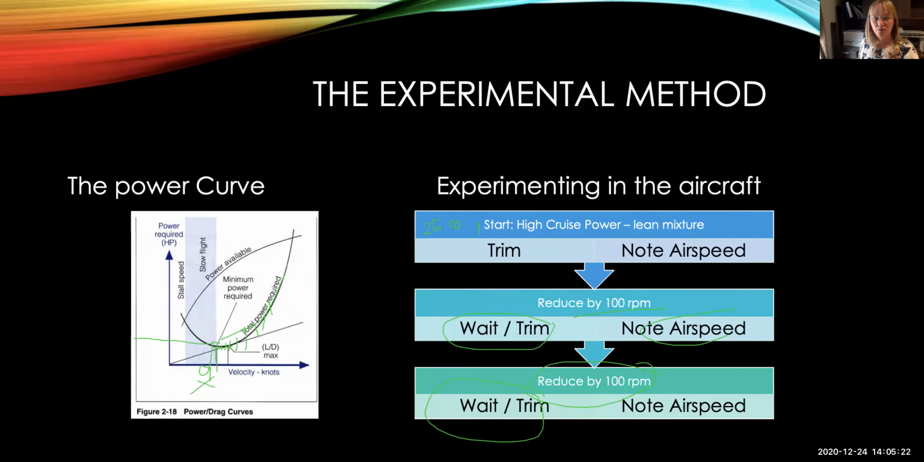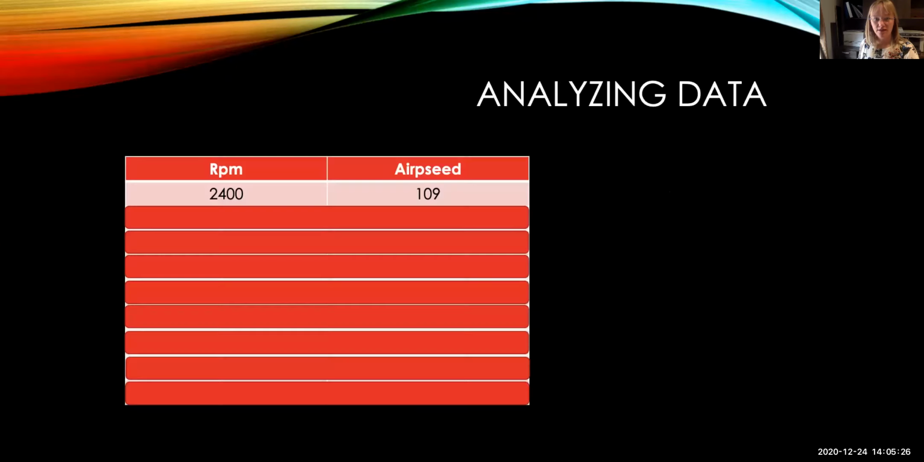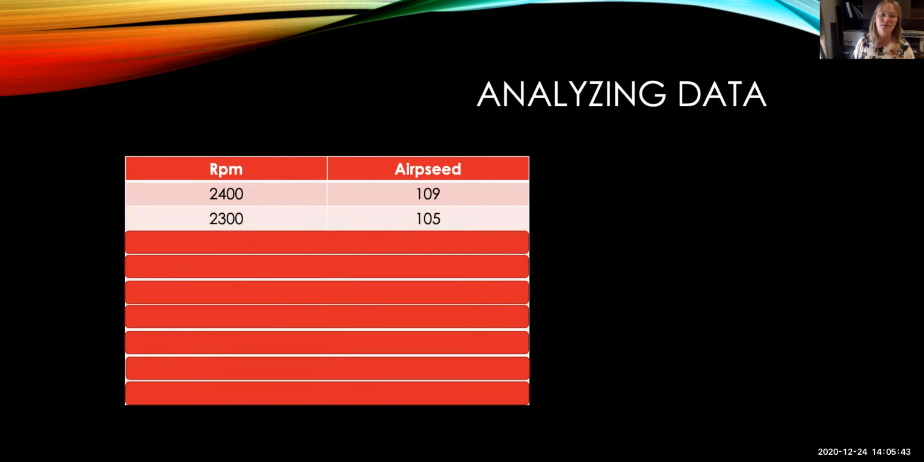As we go through those procedures, then clear all drawings. Okay. And then here's what the analysis is going to look like. I highly suggest you do a pretend analysis in the classroom with your student right now. So you write it on the board, or you have a graph similar to this one. You say, okay, let's start at 2,400 RPM. Let's pretend it's trimmed out perfectly and the airspeed is 109. Then I'm going to pull back to 2,300 RPM. We're going to wait for the airplane to slow down. We're going to nose up. We're going to trim it out perfectly.